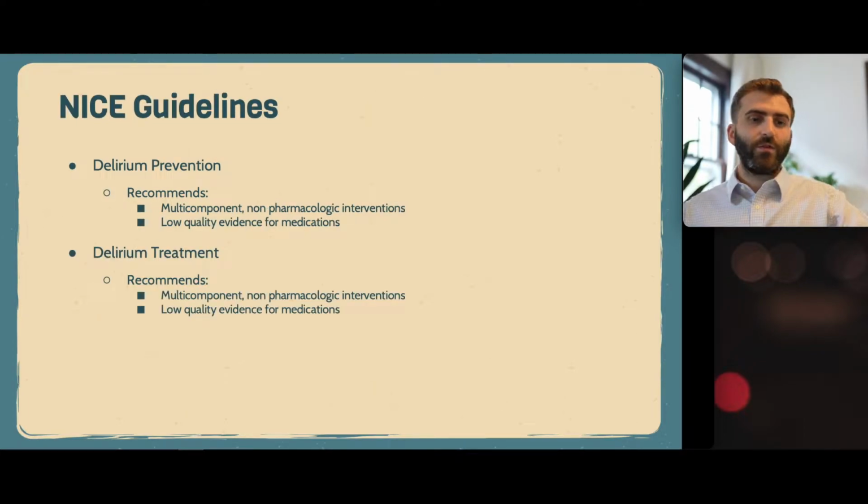Let's compare this to the NICE guidelines out of the UK. So for delirium prevention, they recommend pretty much the same. So non-pharm options and then low quality evidence for medications. Delirium treatment, much the same as well. Non-pharm options, little evidence for medications.